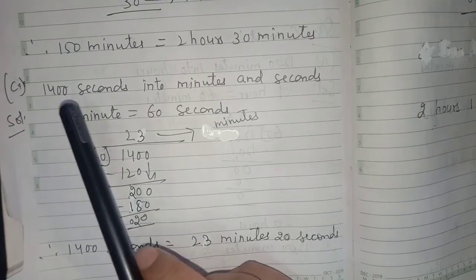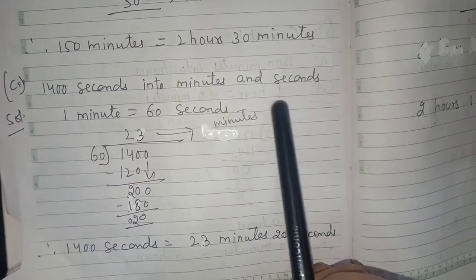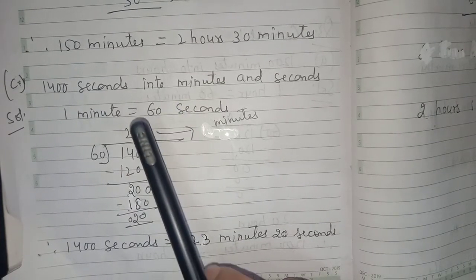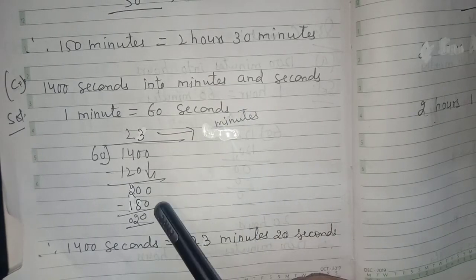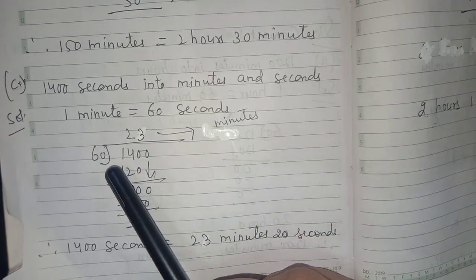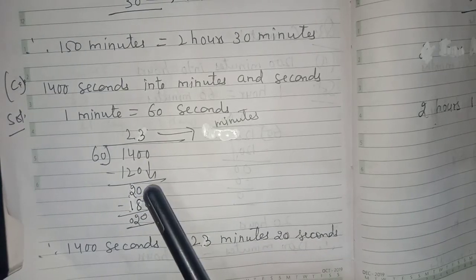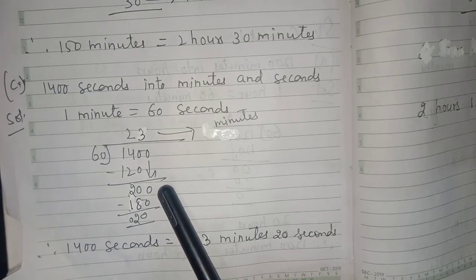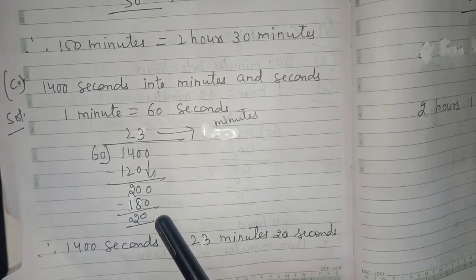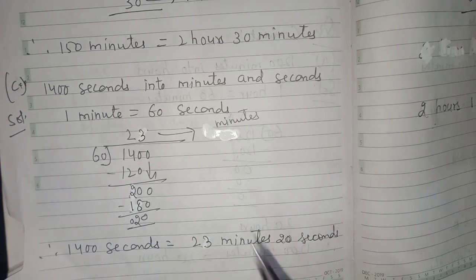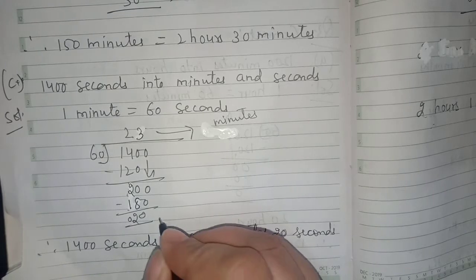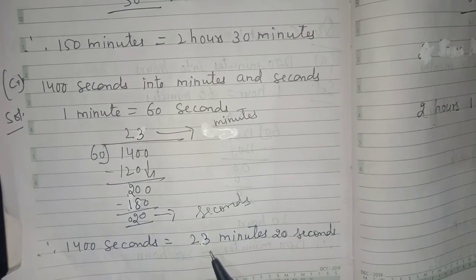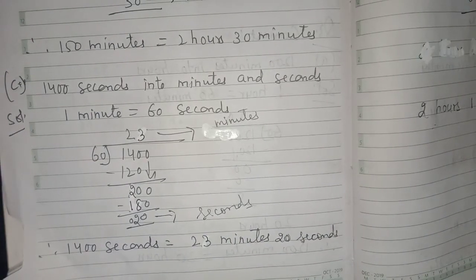Next is part C. 1400 seconds into minutes and seconds. So we know that 1 minute is equal to 60 seconds, and as we are converting the smaller unit seconds into the bigger unit minutes, we will have to divide. So we will divide 1400 by 60. So 60 2s are 120 and after subtraction we will get 20 and then we will bring down this 0 here. Now our new dividend is 200. 60 3s are 180. After subtraction we will get 20 as the remainder. So here this quotient 23 is minutes and this remainder 20 will be seconds. So our final answer is 23 minutes and 20 seconds.